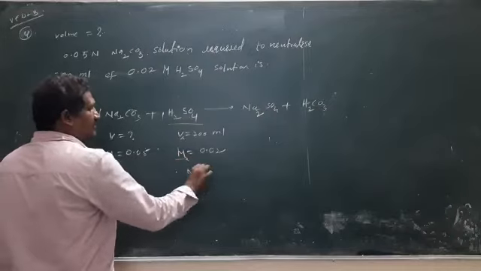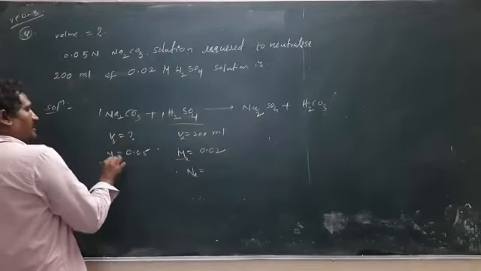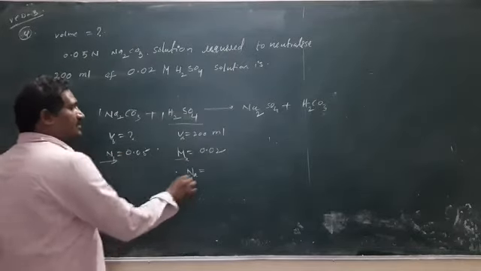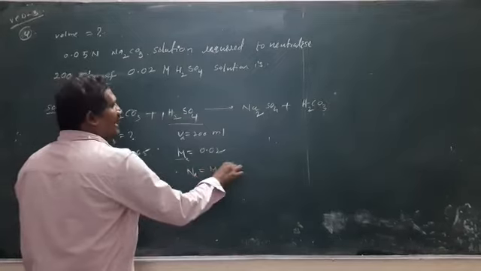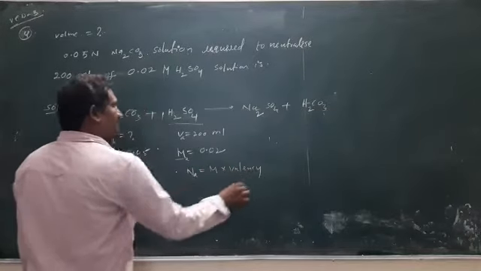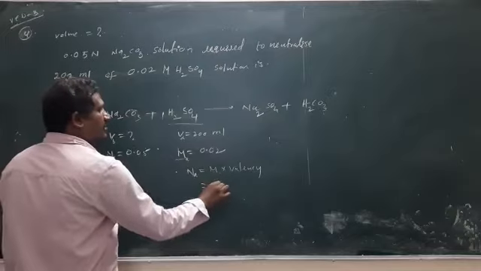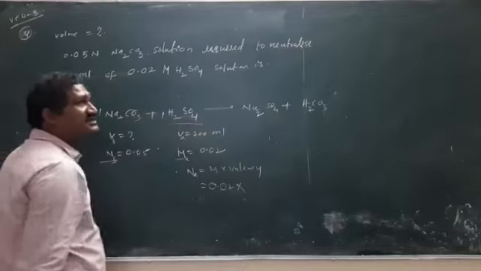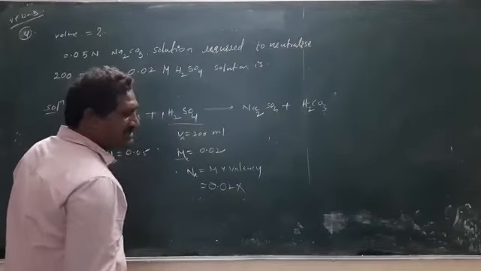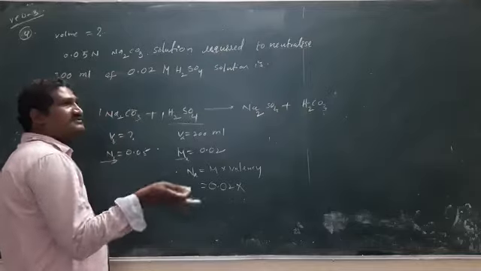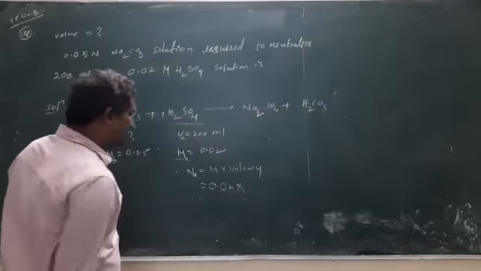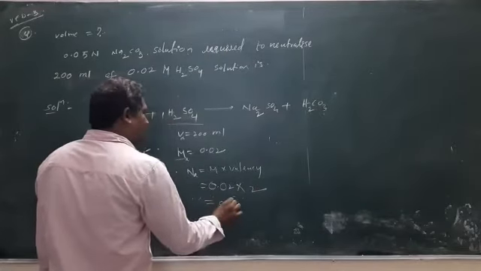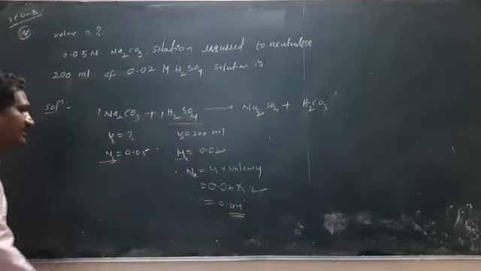So normality of acid, these are bases, volume of base and normality of base. So normality equal to molarity into valency. Molarity we have is 0.02, into valency. For sulfuric acid, valency is nothing but basicity; for acids basicity, for bases acidity is the valency. So here valency for sulfuric acid is 2, so normality is 0.04.